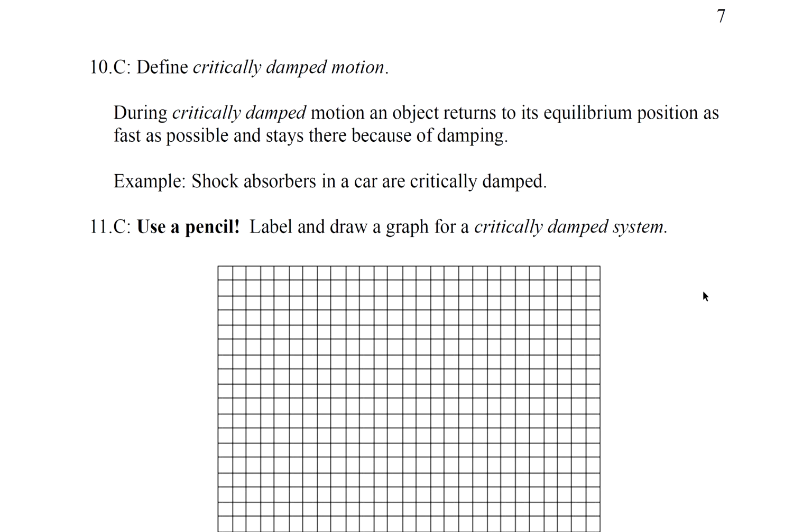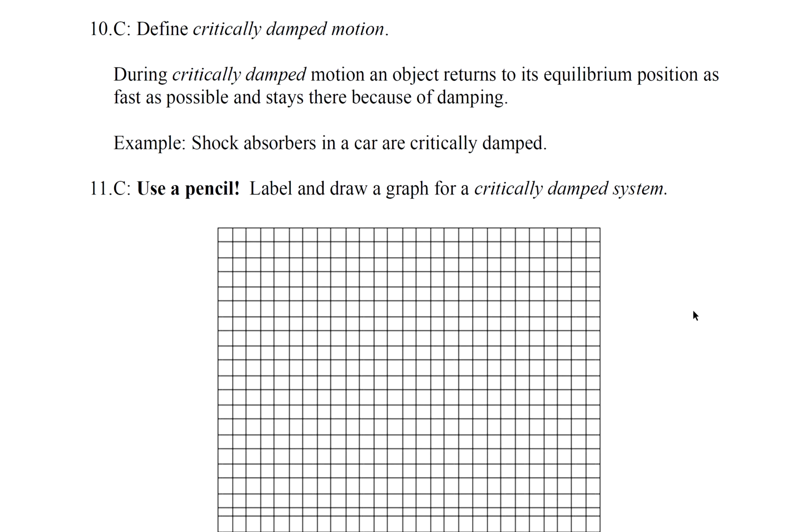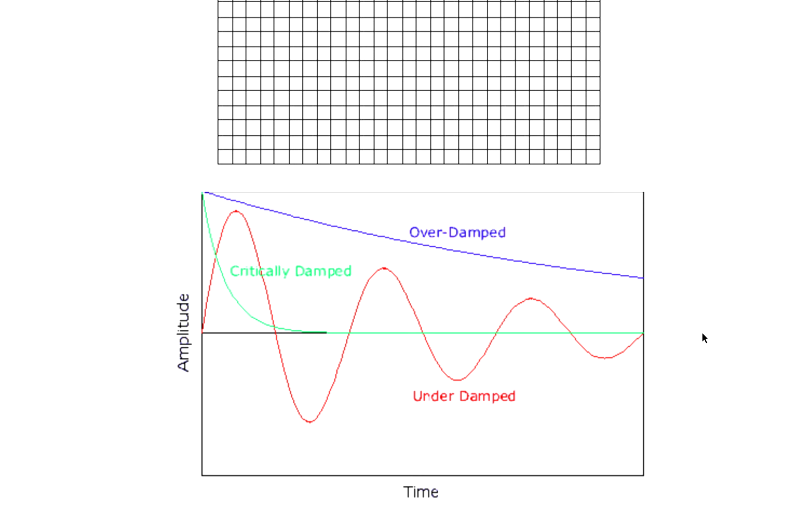Question 10. Define critically damped motion. During critically damped motion, an object returns to its equilibrium position as fast as possible and stays there because of damping. So for example, shock absorbers in a car are critically damped. Question 11. Label and draw a graph for a critically damped system. So that's what critically damped looks like, the one in lime green. Very quickly, the object reaches its equilibrium position.